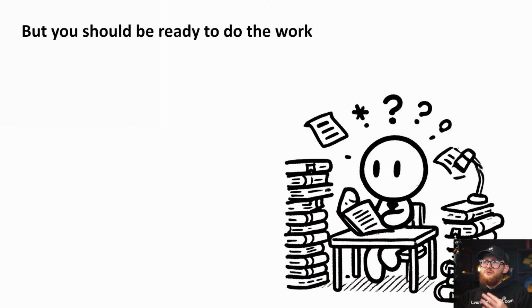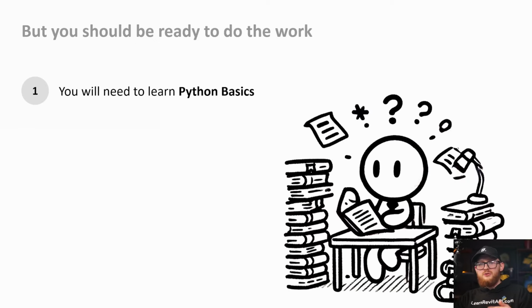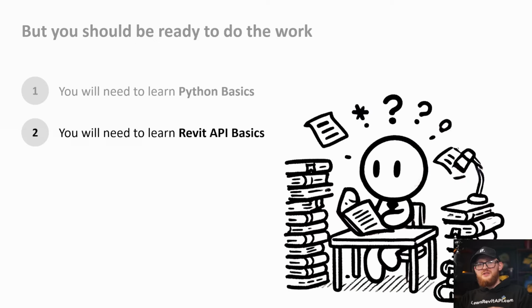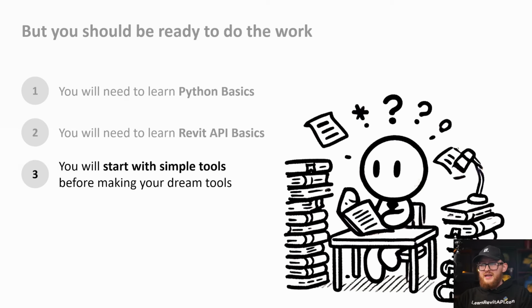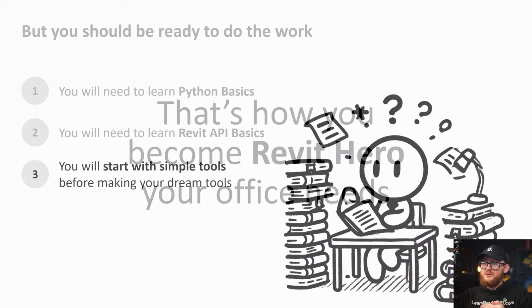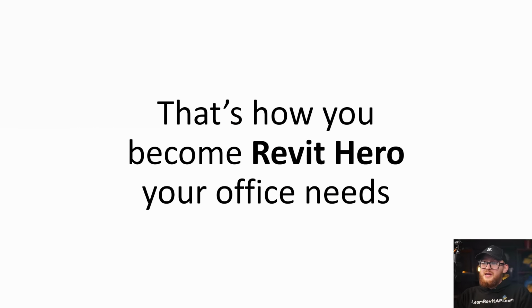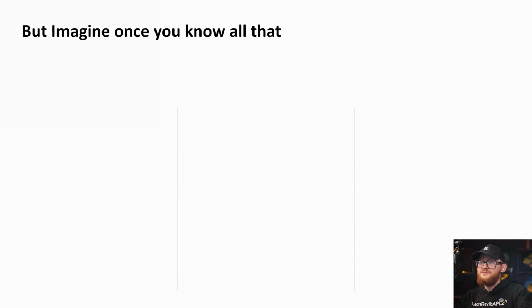But you should be ready to do the work, because you will need to learn Python basics. You will need to learn Revit API basics. And you will also need to start with simple tools before you jump to your dream tools. This is just natural how it goes. But that's how you become the Revit hero your office needs. You need to put enough effort in the beginning so then you can actually start automating.